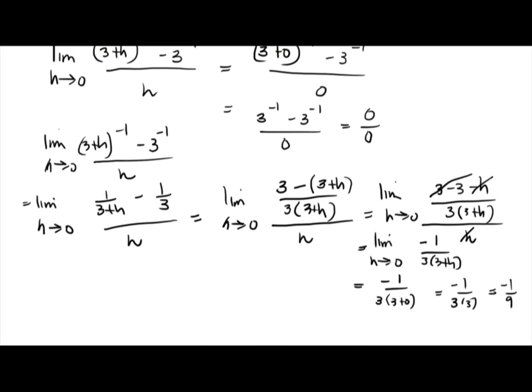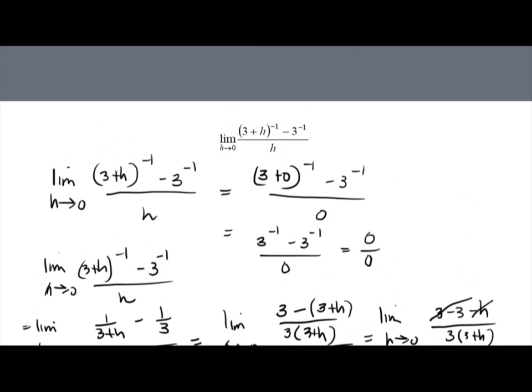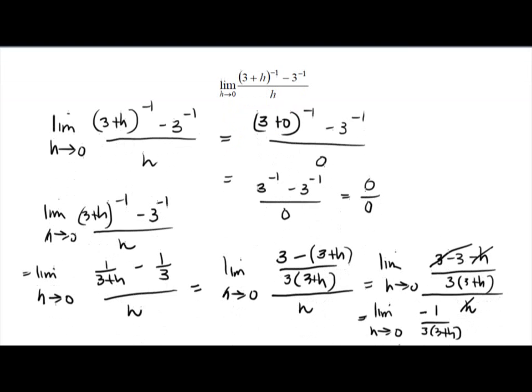Okay, so that's the solution for this problem, finding the limit as h approaches 0 of 3 plus h to the negative 1 minus 3 to the negative 1 over h. That's it.